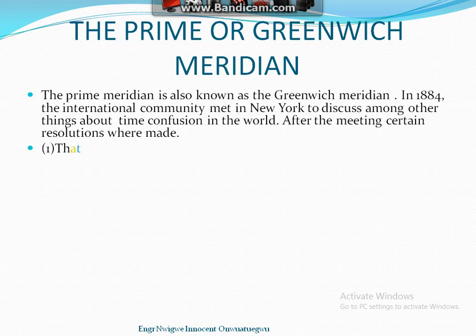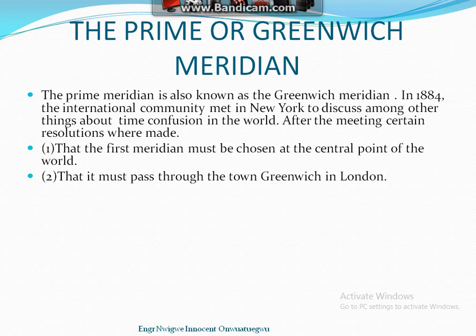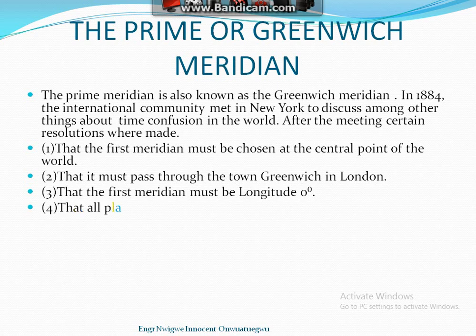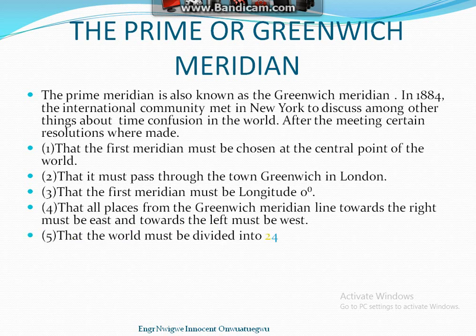1. That the first meridian must be chosen at the central point of the world. 2. That it must pass through the town Greenwich in London. 3. That the first meridian must be longitude 0 degree. 4. That all places from Greenwich meridian line towards the right must be east and towards the left must be west. 5. That the world must be divided into 24 hours zone.